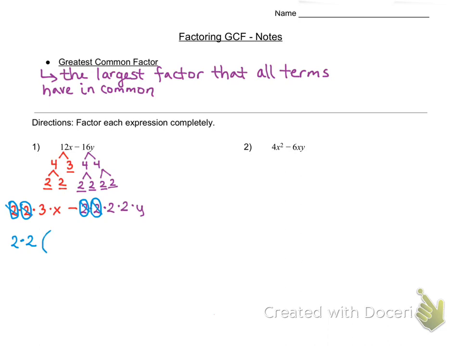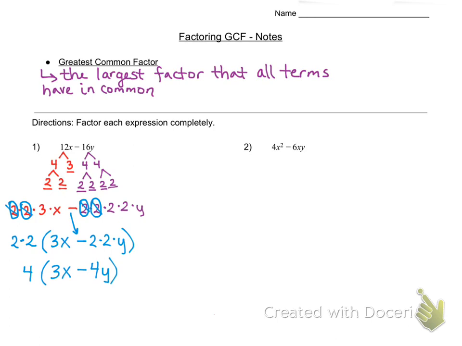Then what do we have left? Well, in our first term we have a 3x that's left. We're going to bring down the minus sign, and then we have 2 times 2 times y that's left in our second term. So let's simplify this up a little bit. 2 times 2 is 4. Then we're left with 3x minus 2 times 2 is 4y. So that is how you factor this expression completely. So 4 was our greatest common factor.